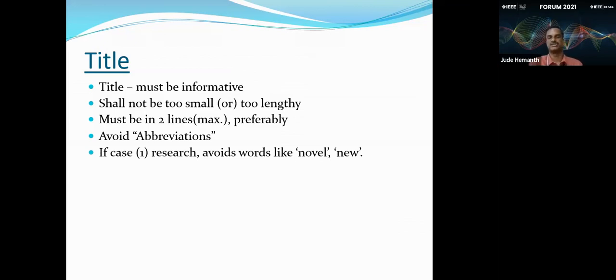If it is case 1 research, by now you must know what case 1 research is. Avoid words like novel, new. As I told you, existing technique for the application. If you say novel or new, I will be impressed, definitely. Then I will go and search for the novelty or new thing in the contents. If I could not find that, then there is a chance that you will face desk rejection.